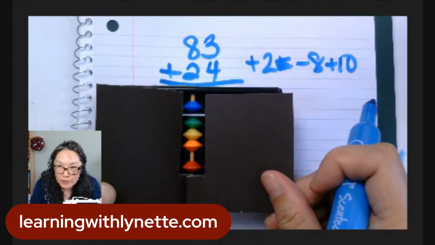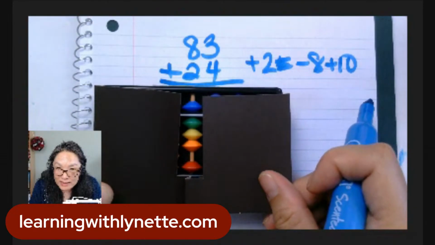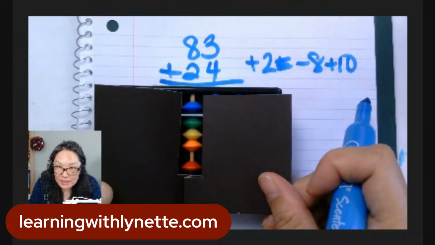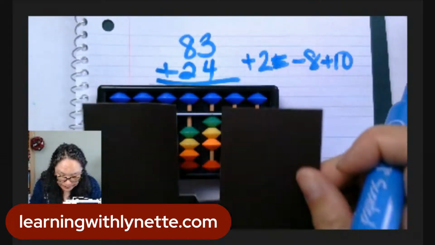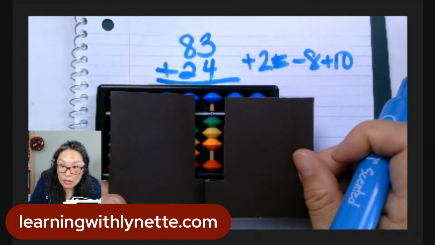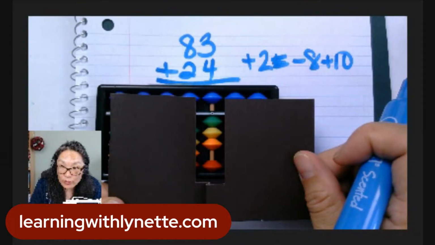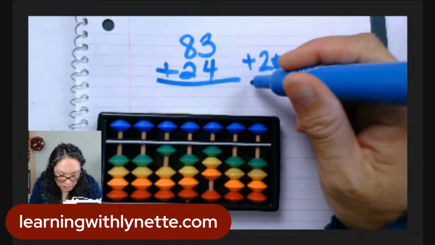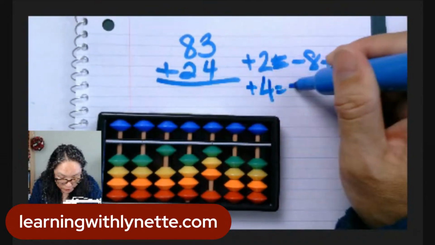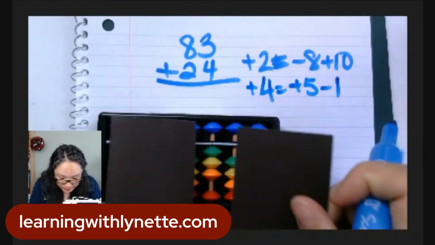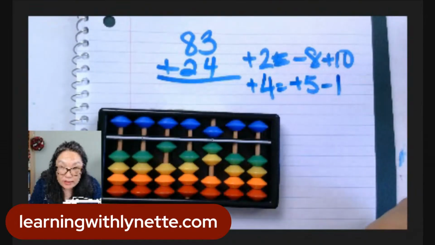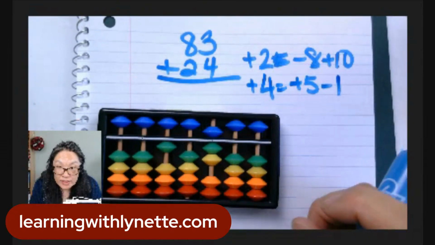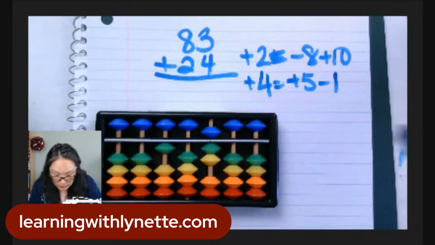Does that make sense, Comfy Bear? So when we do it, we go minus the 8 plus the 10. And then here we're going to add the 4. Can we add the 4? Plus the 4 is equal to plus the 5 minus 1. So I'm going to plus the 5 and take away the 1. So my final answer is 107, just as Blush mentioned.